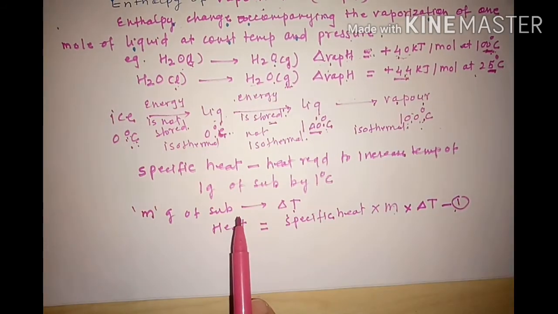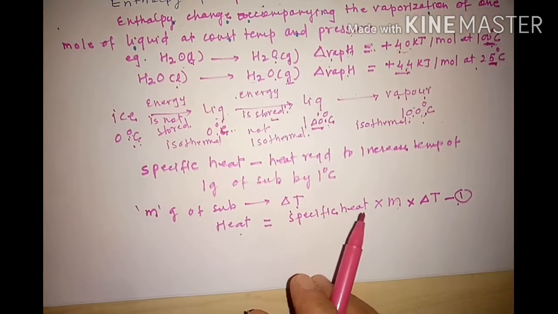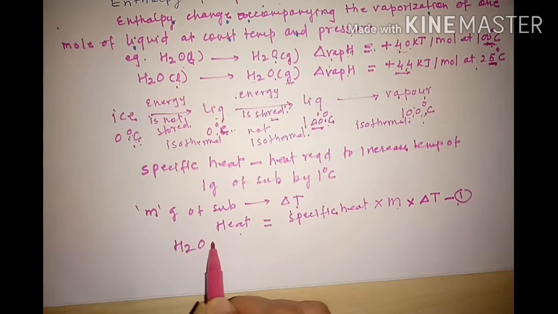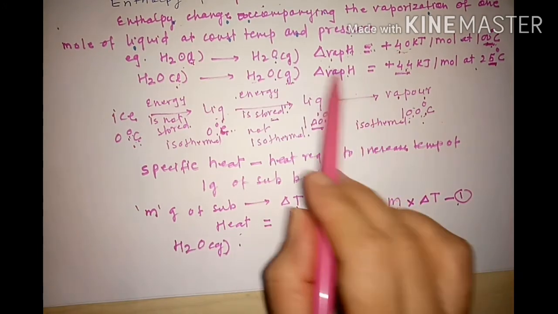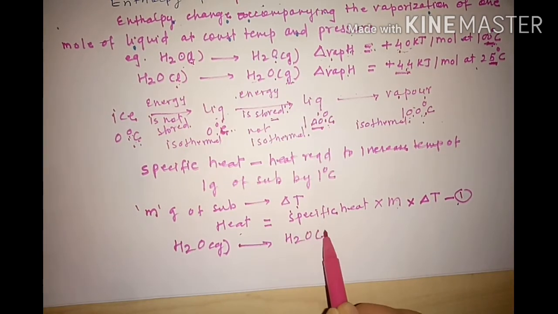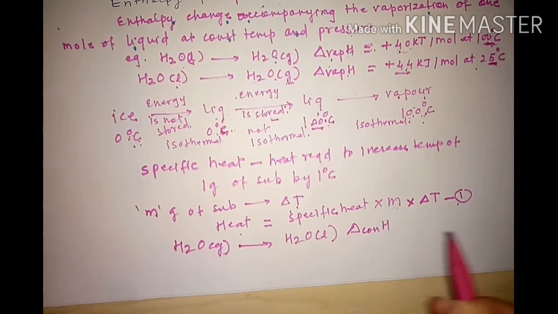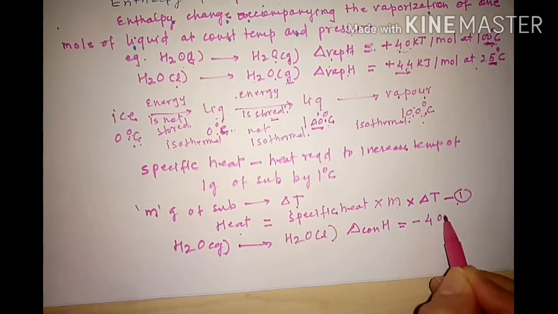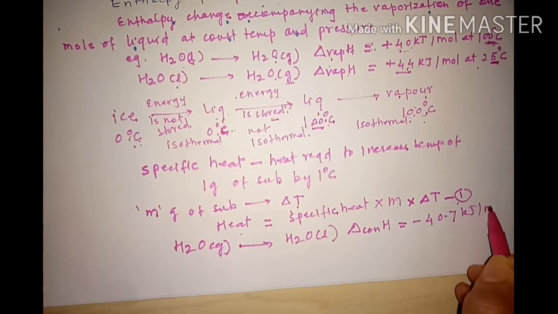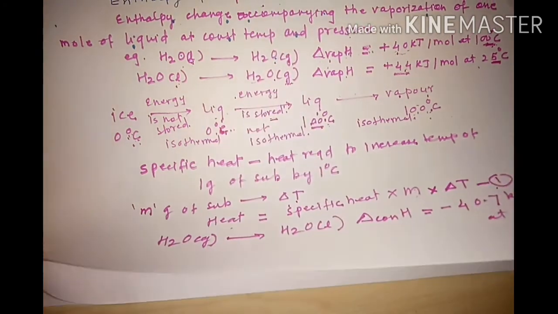Now condensation is exactly the opposite of this vaporization. You can write the equation where the gas, those vapors, can be cooled down and converted into its liquid form. That is called the heat of condensation, and it is equal to minus 40.7 kilojoules per mole at 100 degrees Celsius. Okay, so this is about the vaporization and the condensation. So this is enthalpy of vaporization.